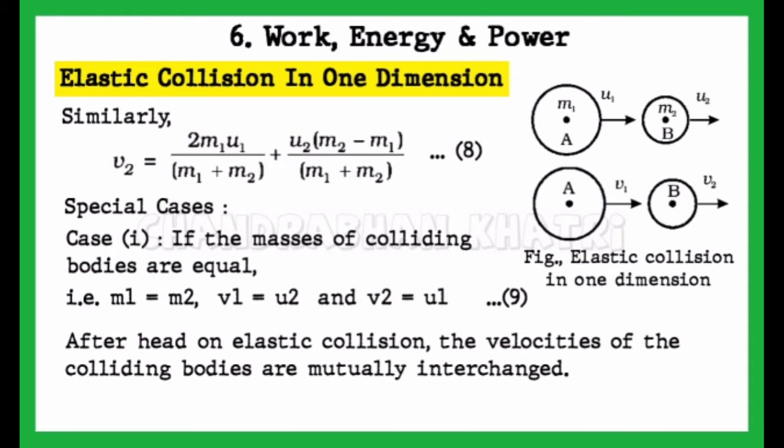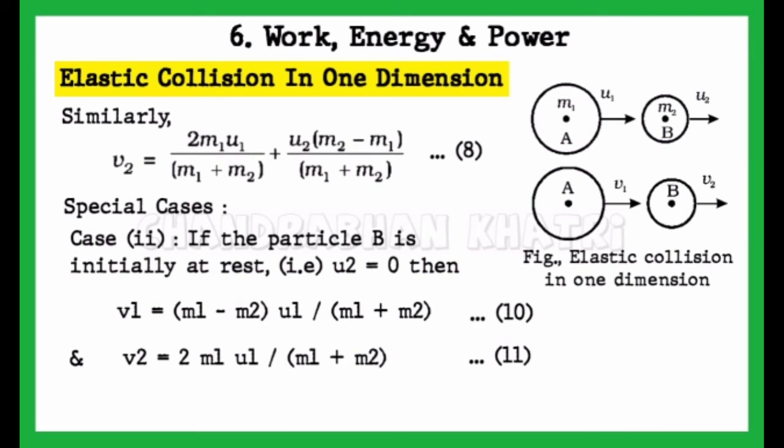Similarly, v2 is equal to 2 m1 u1 upon (m1 plus m2) plus u2 into (m2 minus m1) upon (m1 plus m2). This is the eighth equation. Special cases. Case 1. If the masses of colliding bodies are equal, that is m1 is equal to m2, v1 is equal to u2 and v2 is equal to u1. This is equation number 9. After head-on elastic collision, the velocities of the colliding bodies are mutually interchanged.